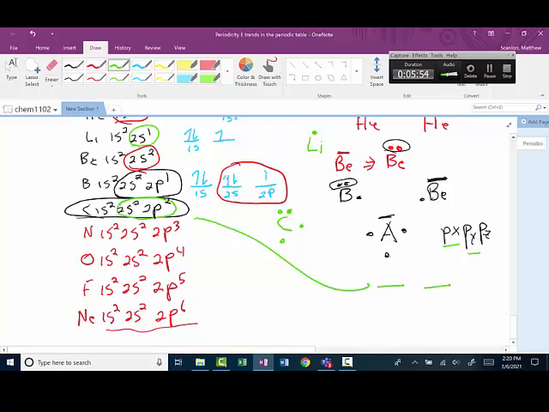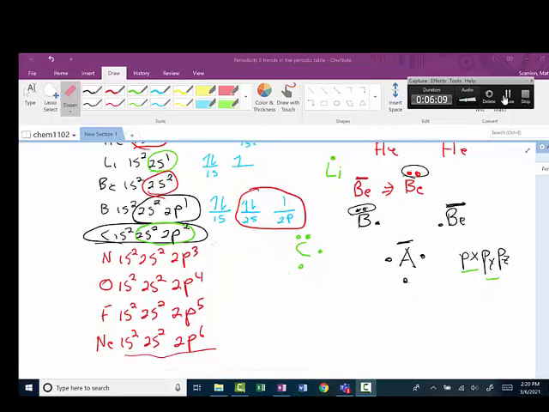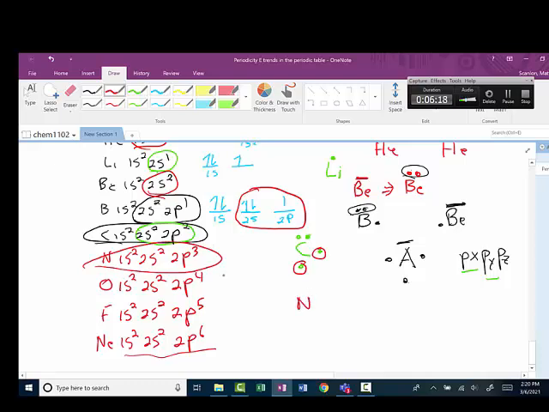Now, the relationship here. Here's my valence electrons. 2s, 1, 2, and 2p. Remember, they fill singly. 1, 2. So that's why I have the electron dots separated here. Nitrogen would be looking like this. You should be able to do these. Try it. I'll do nitrogen.